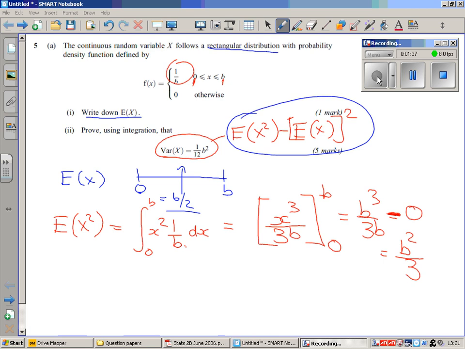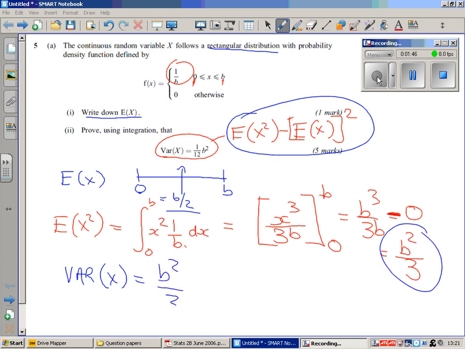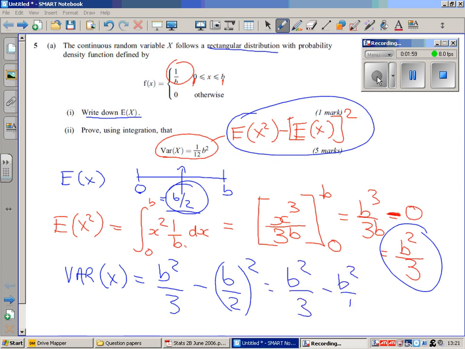Let's put this in this formula now then. The variance of x is equal to the expected value of x squared minus the expected value of x, squared. I'm getting that because I did it in part A earlier. B squared over 3. Now, b over 2 all squared is b squared over 4. Tiny bit of fractions work then. 1/3, take away a quarter, is a 12th. So I've got b squared over 12 as my final answer.